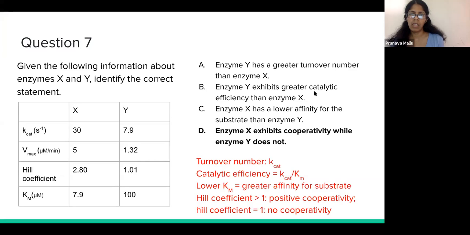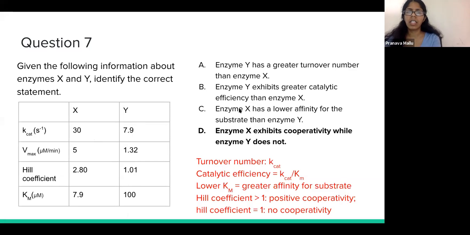Then B is talking about catalytic efficiency. If you look down here, the formula for that is kcat over Km. When you divide that for X, that's 30 divided by around 8. You won't have a calculator, but you can imagine that's something around 3 or 4. And then for enzyme Y, that's 7.9 divided by 100, so that's 0.079. Obviously the catalytic efficiency for Y is a lot less than for X. So that's why B is incorrect.